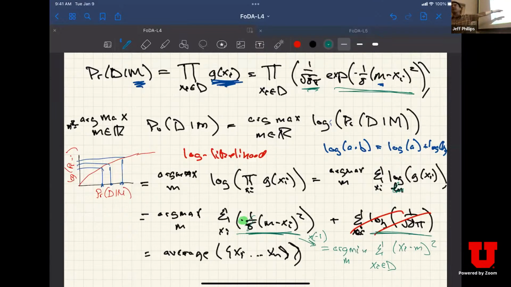So we've derived that if you want to find a representation of one-dimensional data you think came with normal noise, the most likely estimate of the center of the distribution it came from is the average. So that's what we've done in this derivation, right? That's pretty neat. Okay.